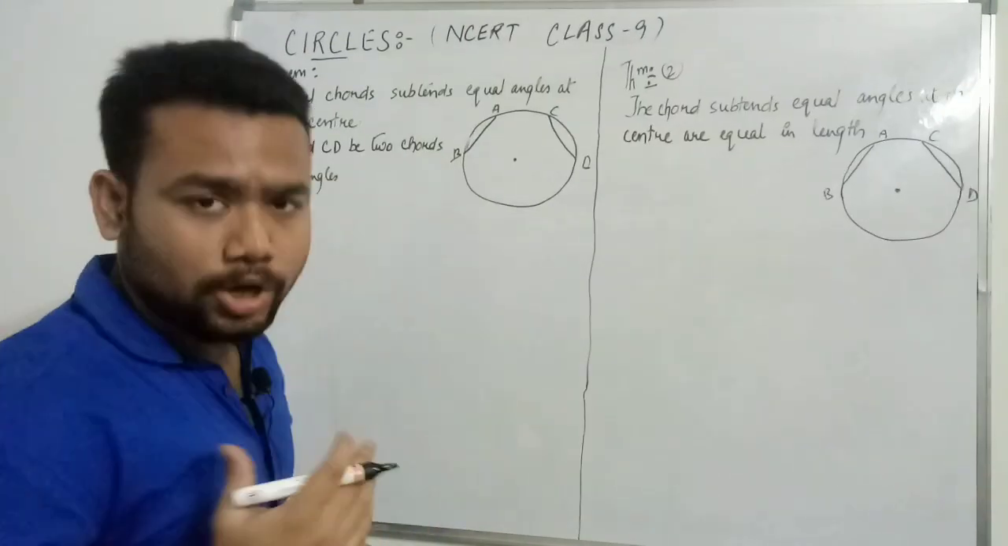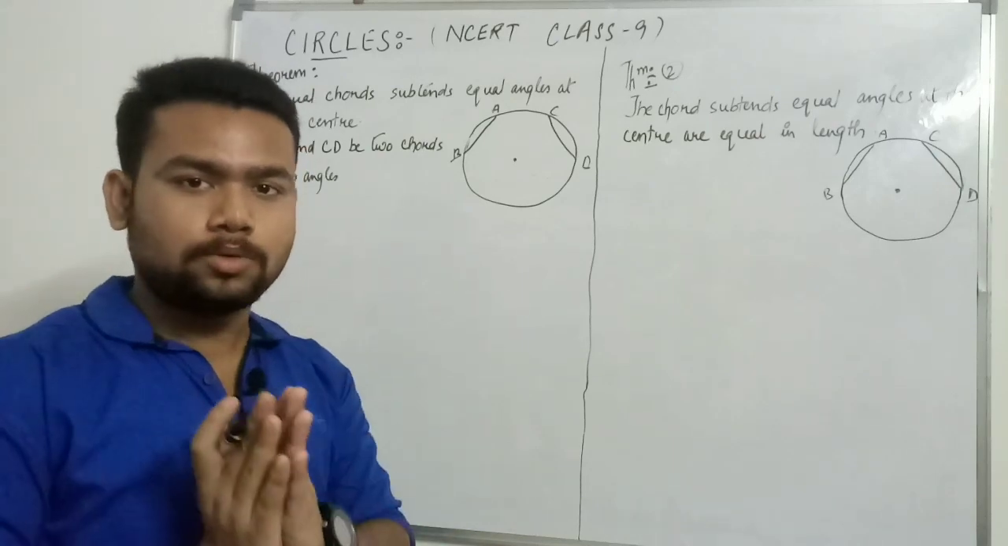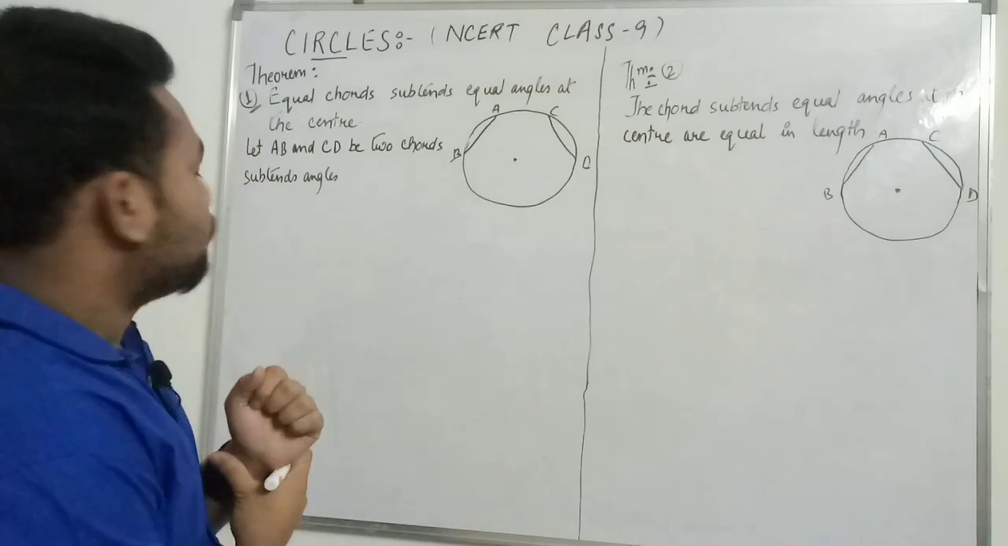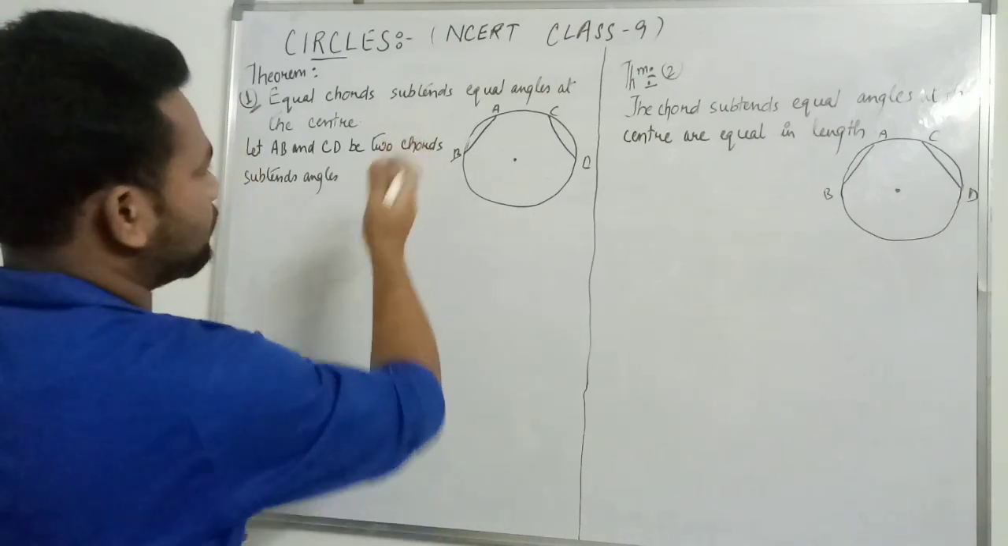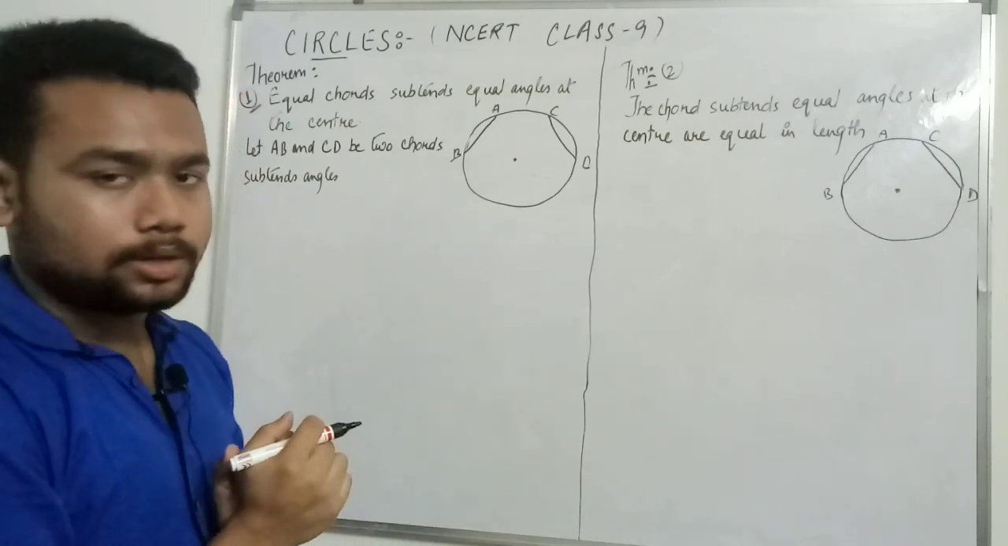Now for theorems you need to be clear with the triangle chapter. I hope you all are clear with the triangle chapter. Got it? So our first theorem is: equal chords subtend equal angles at the center. Right? This is our first theorem.